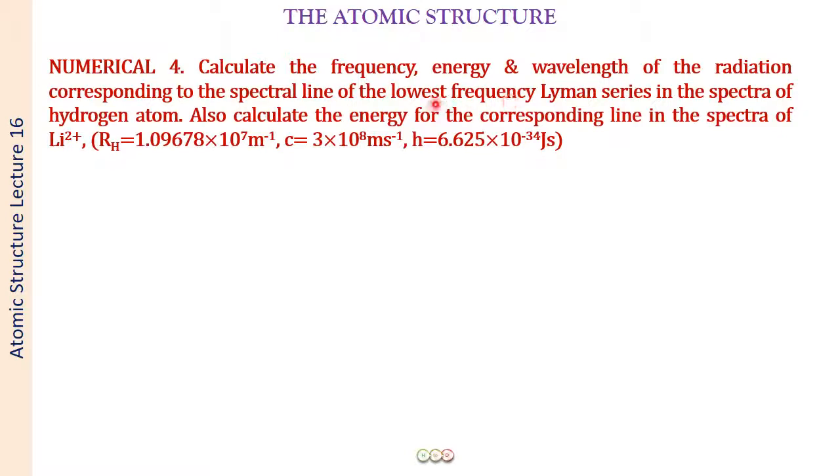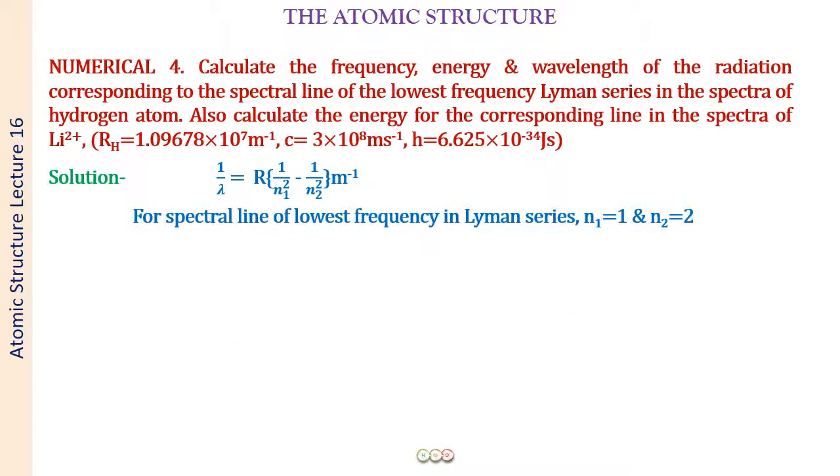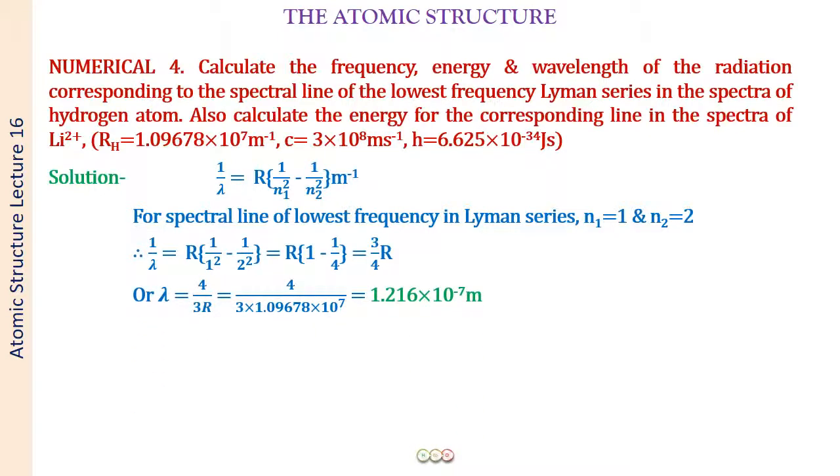Fine. So this is what I want to stress in these questions. If you understand this, then you are going to solve the questions very easily, as far as the calculations are concerned. So 1 by lambda, you already know what is there. For the first line of the lowest frequency in the Lyman series, n1 is 1 and n2 is 2. And again, if you calculate 1 by lambda, this is going to be 3 by 4 R. Put in the values, you are going to get lambda to be 1.216 into 10 power minus 7 meter.